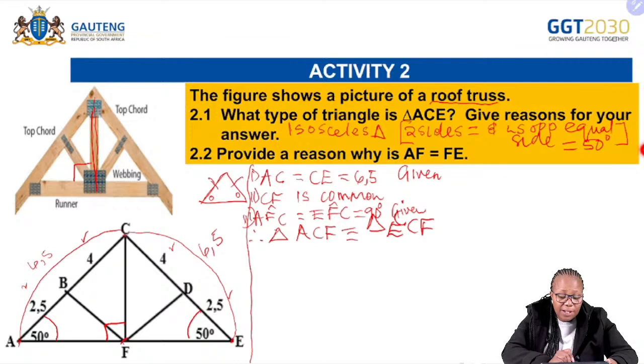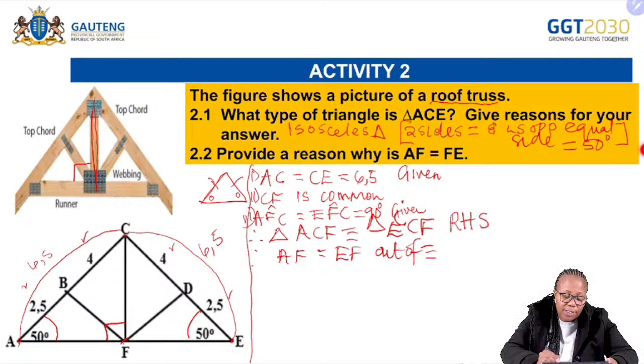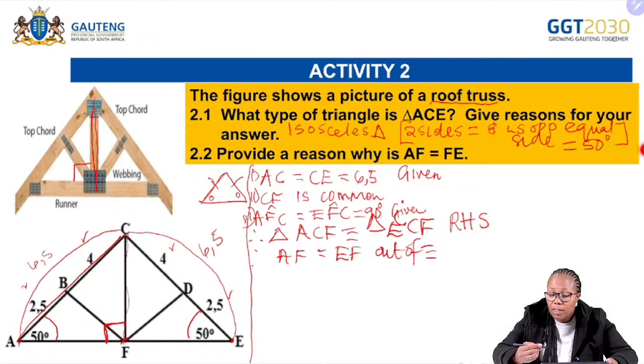Okay, and then if that is the case, therefore AF is equal to EF out of congruency. And the reason for congruency is the right angle, hypotenuse, and a side. We have a right angle, we have the hypotenuse side, and the side that is shared by the two triangles. That is the reason why those two lines are equal.